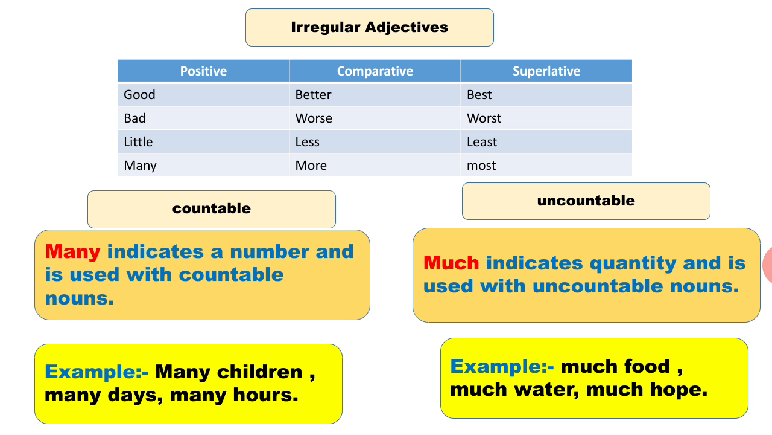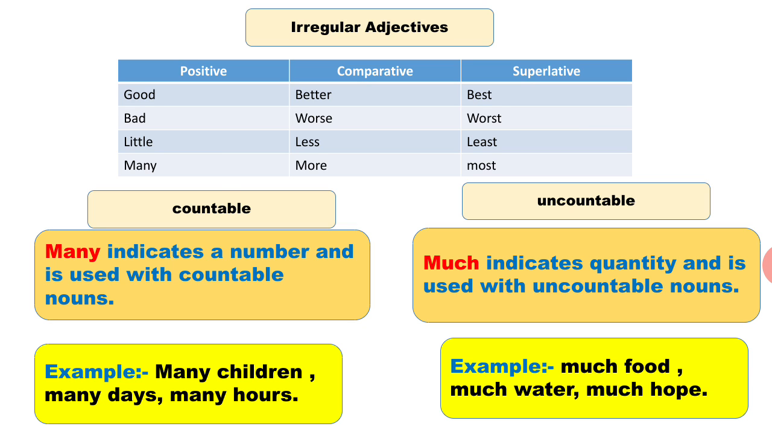Now we will see irregular adjectives. Note that there are some adjectives that cannot be converted like the other adjectives change. So these adjectives we can call irregular adjectives. These words don't follow any pattern that we discussed. For example, good, better, best, bad, worse, worst, little, less, least, many, more, most. So these are the irregular adjectives that never follow the pattern. Okay, I hope you understood till here.